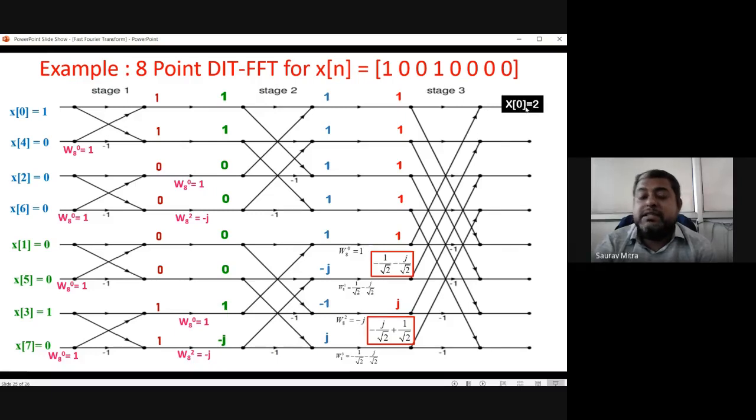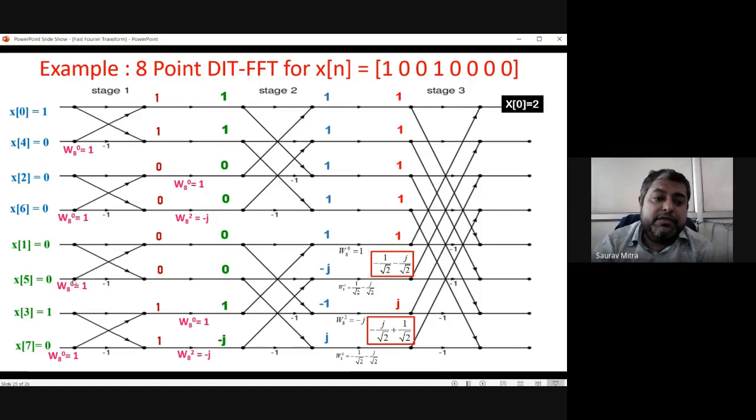What is x0? X0 is nothing but the DC component. How to find the DC component? Just add all the components in the sequence. So 1 plus 0 plus 0 plus 1 plus all four zeros. So you'll find that x0 is equal to 2. This is nothing but the DC component of the signal. This is the strength of the signal. This is not a frequency determined component. Finding it is very easy. Just add all the components.